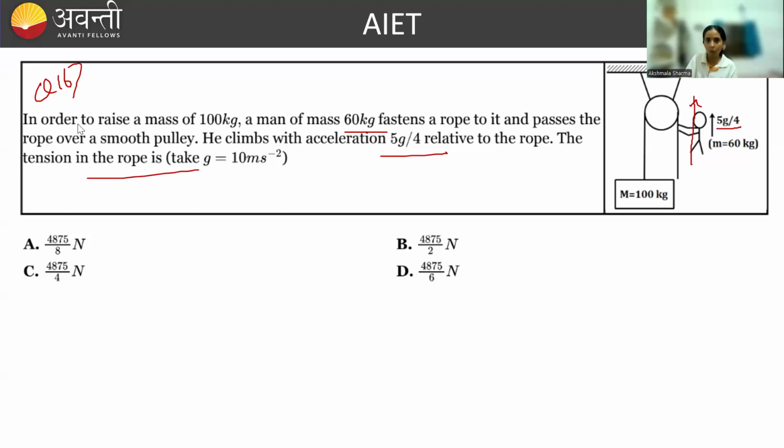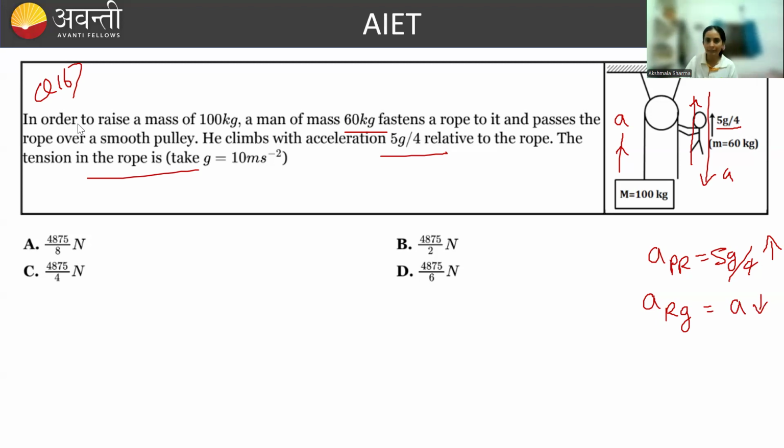Now, because of this person pulling on the rope, this mass starts moving up with an acceleration A. So this acceleration is with respect to the ground. Now, if I talk about the acceleration of this person with respect to the ground, let's see. The acceleration of the person with respect to the rope is how much? 5g/4 in the upward direction. Since this block will go up, this whole rope will come down by A also. So the acceleration of the rope with respect to the ground is A in the downward direction.